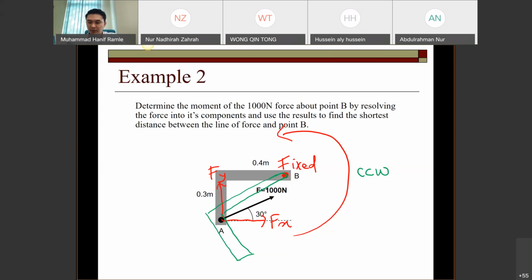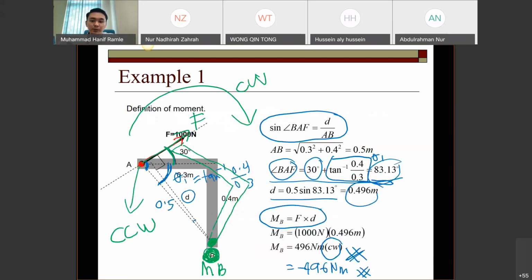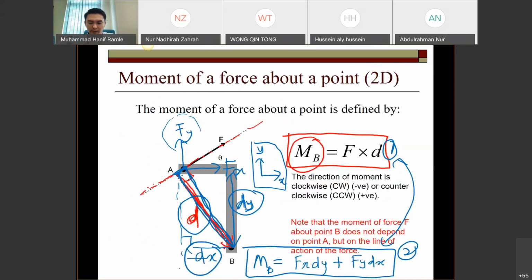Okay, so the question from the chat box: CCW should be negative? It is based on your definition. Normally, for me, counterclockwise I define as negative and clockwise I define as positive. It is not similar to what I just showed you in the slide, this is the direction that I told you just now. This is the definition, but you can define it the other way. It depends on you.